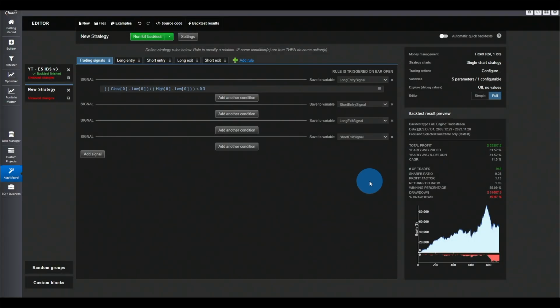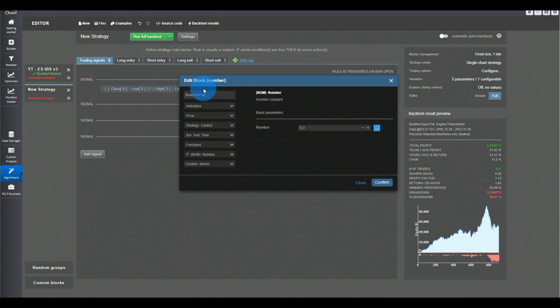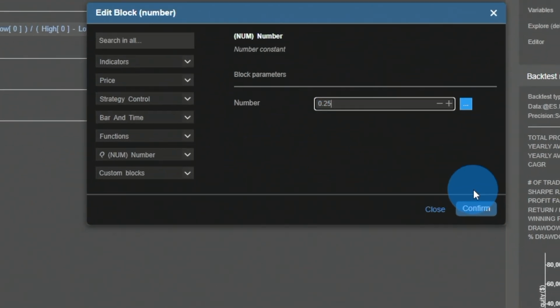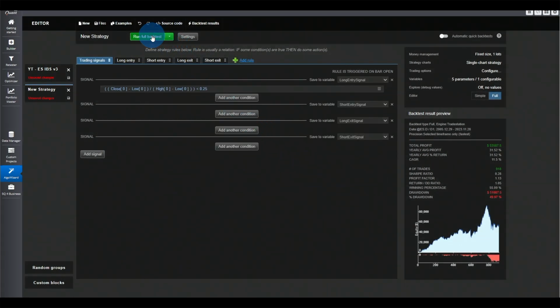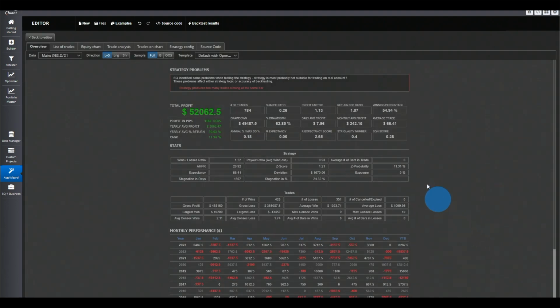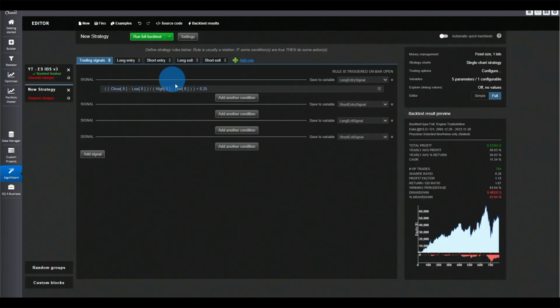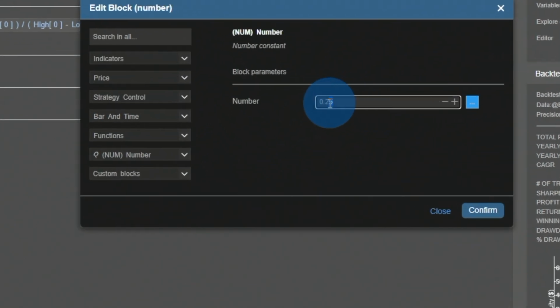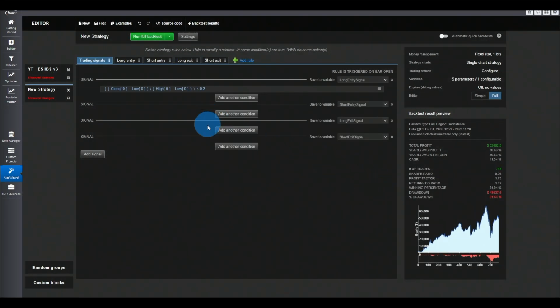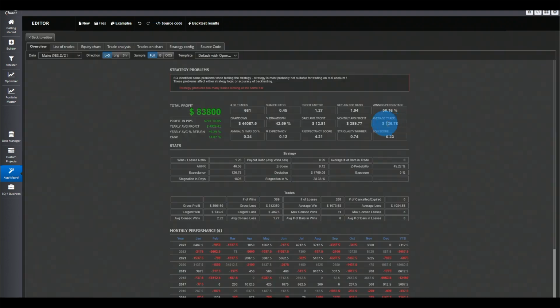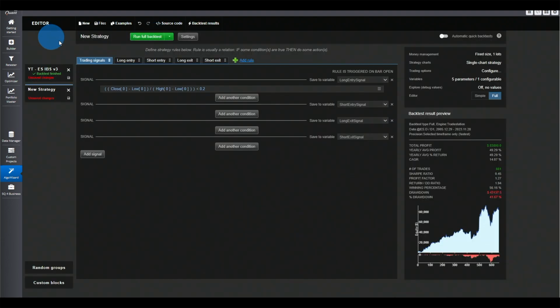But still, I will show you how you can find out if you are picking a peak or if this is really a raw edge. So the simplest way is to change this 0.3 to the neighboring numbers. So let's go to 0.25 and run a full backtest. And here we make more money. And let's go to 0.2. And now we make a lot more money. So we know we're going in the right direction.